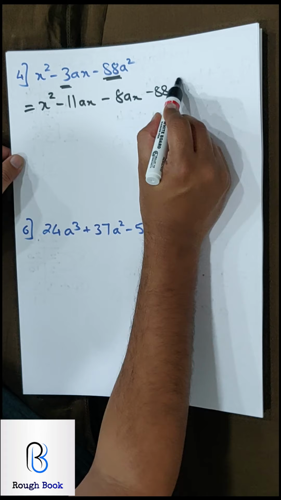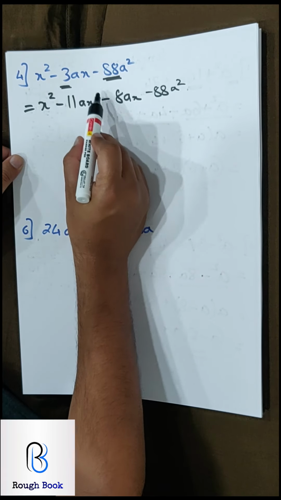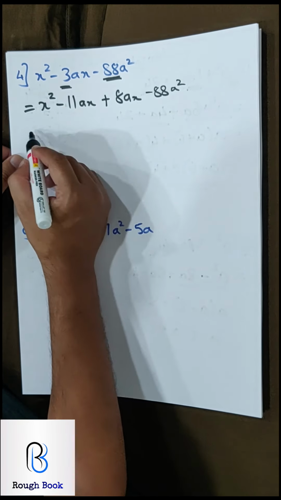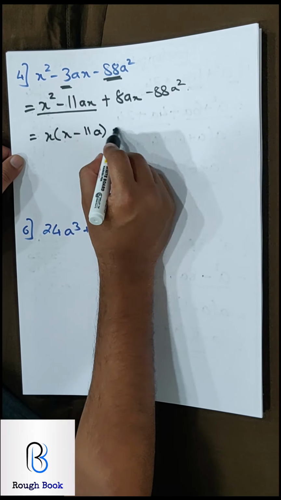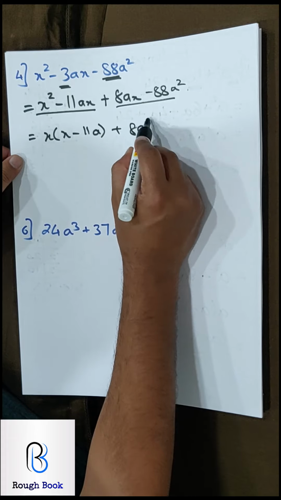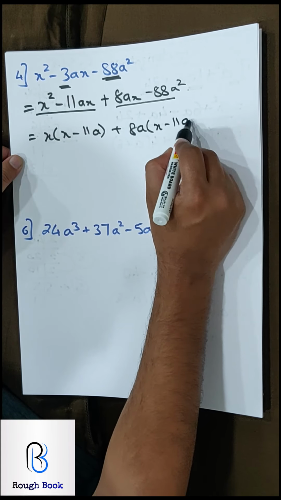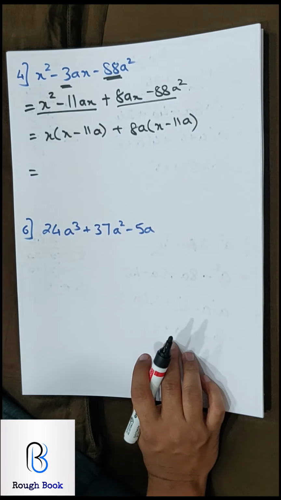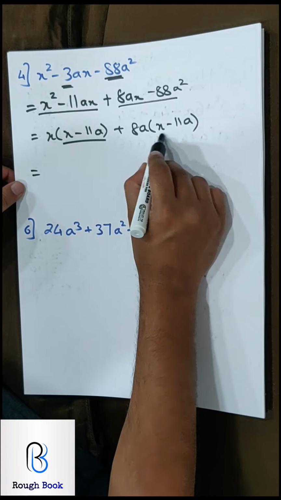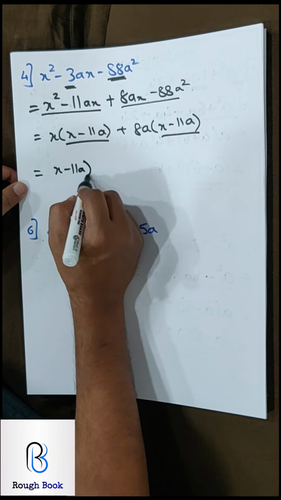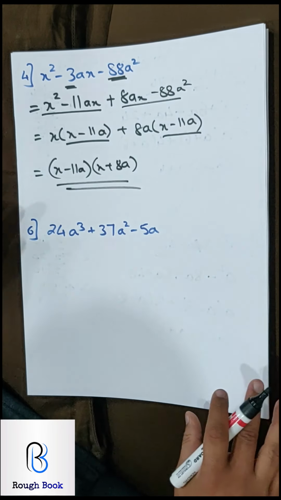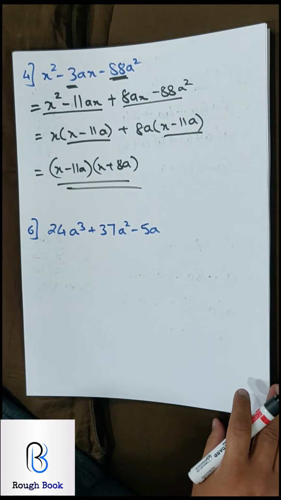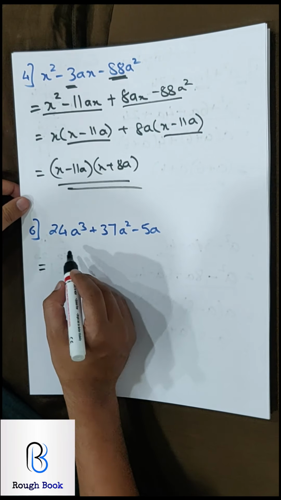And now we will see what is required. So if I take this minus minus plus, but this is minus, so now I shall change. What is common? x minus 11a. What is common? 8a. So x minus 11a. Further, what is common? x minus 11a, and here x plus 8a. How many got the answer on their own? Super. Let's take it forward.